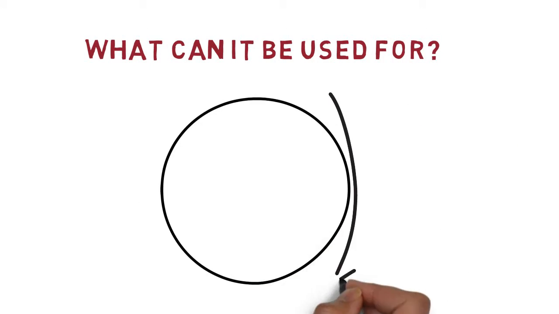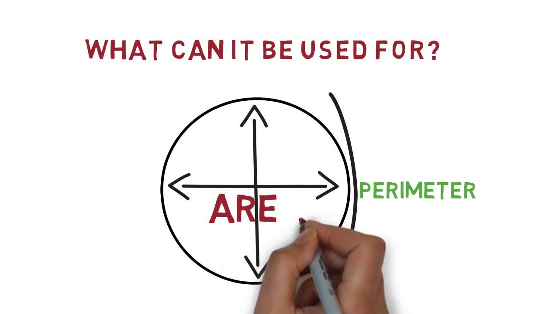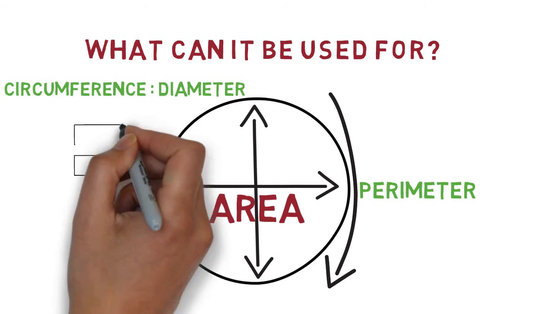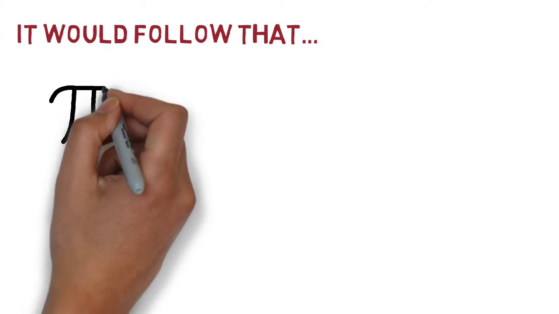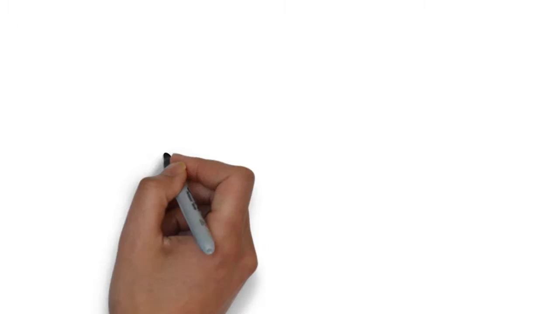Well, you can easily use it to help determine the perimeter and area of a circle. For example, if we want to find the perimeter or circumference of a circle, then we use what information we already have to determine just that. If the circumference divided by the diameter equals pi, then it would follow that the diameter multiplied by pi would give the circumference. You can check just to be sure.